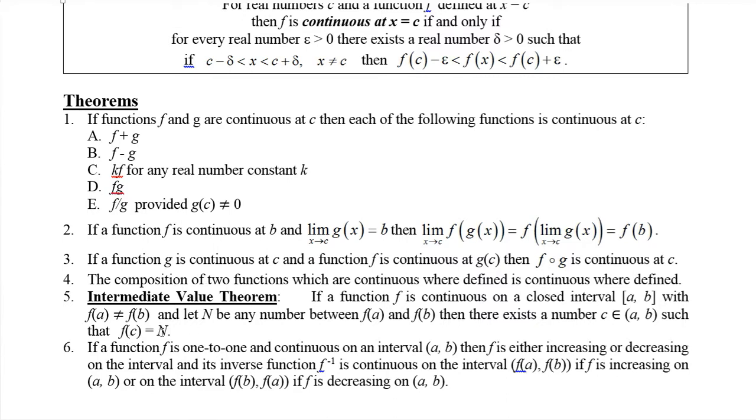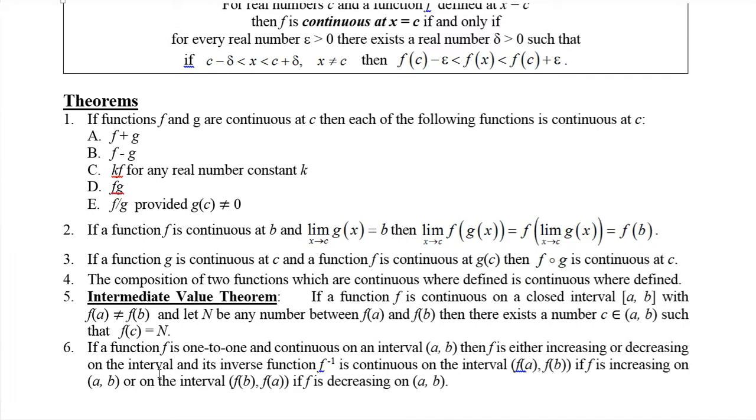Now, the next one is a little bit different kind of theorem. The intermediate value theorem is very important in the theory of calculus, and it says if a function f is continuous on a closed interval from a to b, where the endpoints are not the same for the y values, f of a is not equal to f of b, and let n be any number between f of a and f of b, then there exists a number c in the interval a to b such that f of c equals n. And I'll illustrate this one visually for you in just a minute. It'll make more sense out of this.